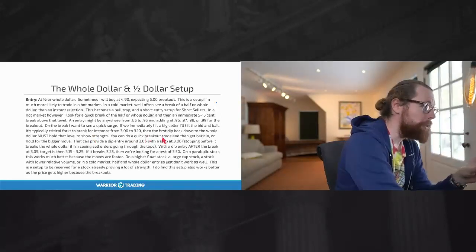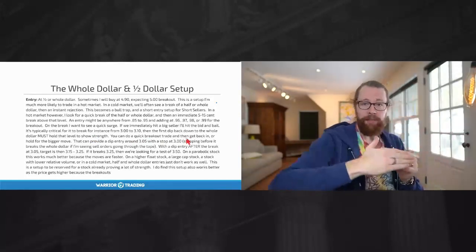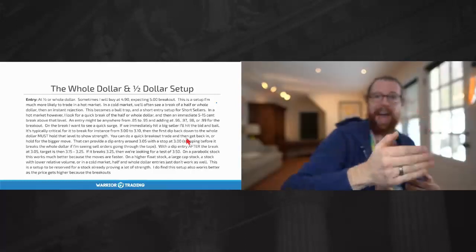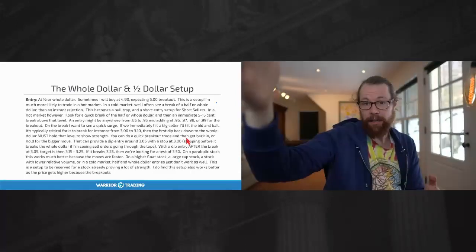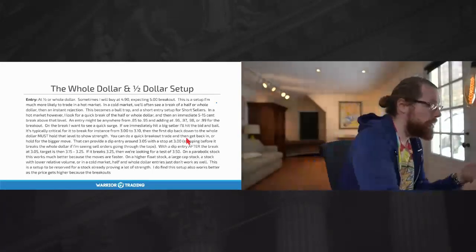Now you can do a quick breakout trade and then get back in. In from 2.95, out at 3.05, add back at 3.07, sell at 3.15. If it holds that level, it can always add back. I do that a lot.